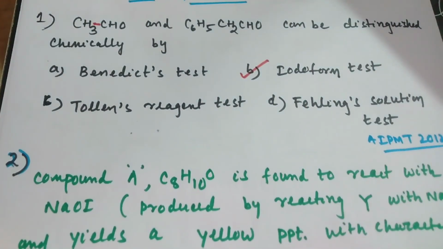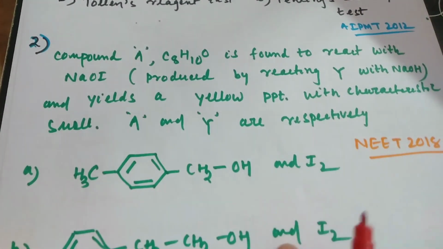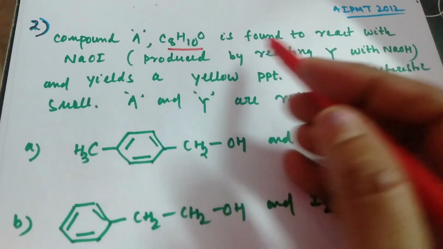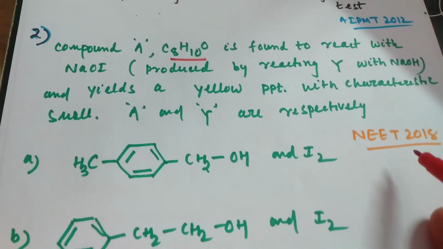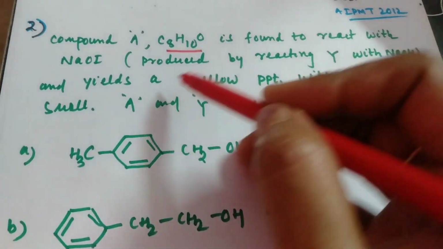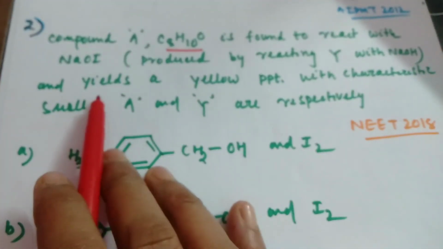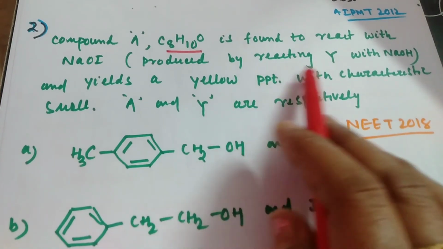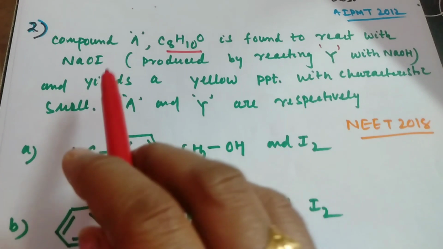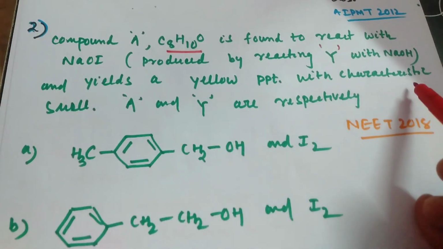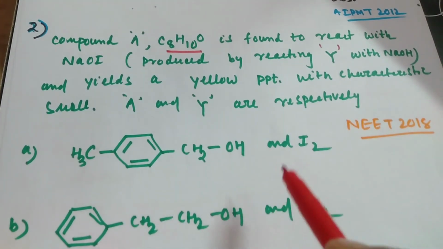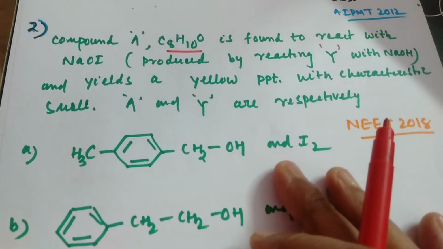Next is another compound, compound A, having molecular formula C8H10O. This is a NEET 2018 question. C8H10O is found to react with sodium hypoiodide, NaOI, produced by reacting Y with NaOH, and yields a yellow precipitate with characteristic smell. A and Y respectively? That means we have to identify the compounds A and Y.